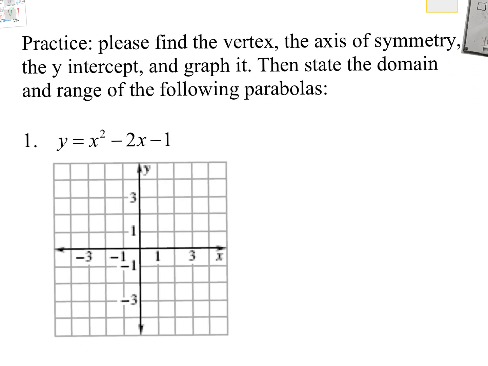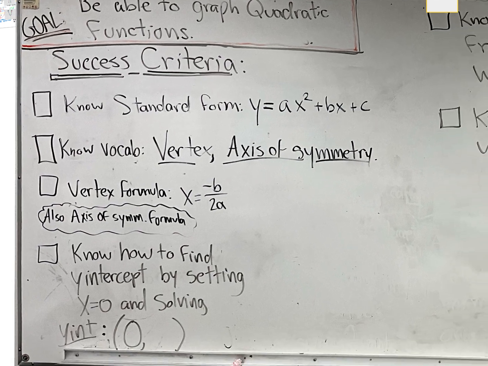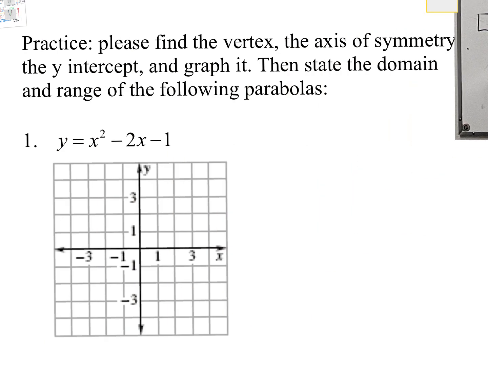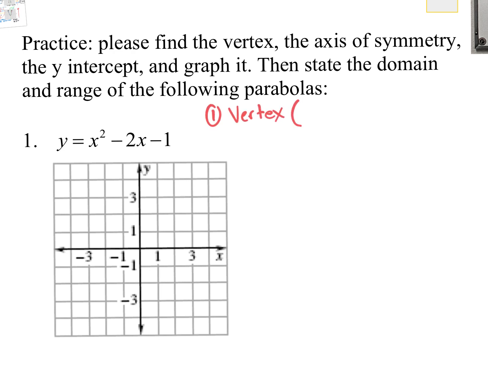What's most important? I mean, you could even look, if you're totally lost, look at the wall. Well, you're able to recognize A, B, and C. If you recognize A, B, and C, you could use a formula to find the vertex. So let's find that vertex. Okay, let's all write down step 1, vertex. The vertex is the most important point. It's the most important coordinate. It's either the highest point of your parabola or the lowest point of your parabola.